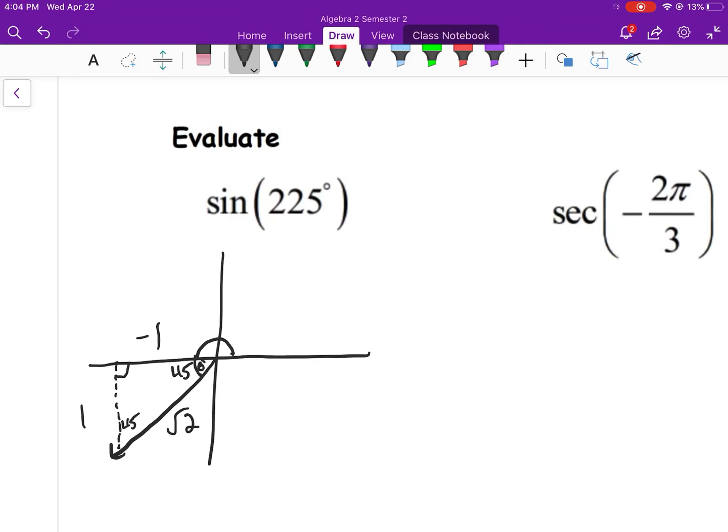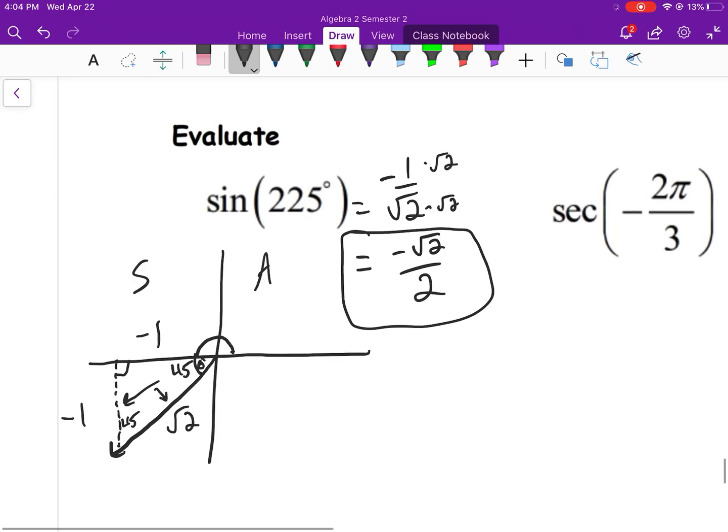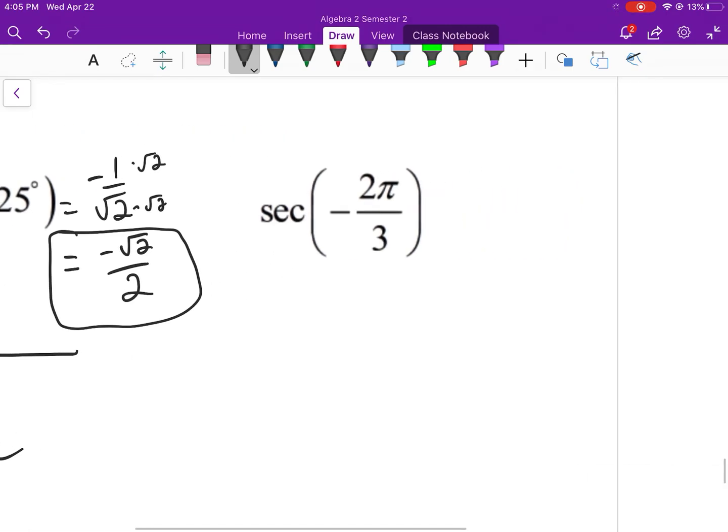Since we went left, it's negative. We went down, it's negative also. And if we're evaluating sine, that's opposite over hypotenuse. So opposite over hypotenuse, we get negative 1 over the square root of 2, which we rationalize, and we get negative square root of 2 over 2. Because again, just multiply top and bottom by square root of 2. And there we have our answer for sine of 225. Now just doing a quick double check, All Students Take Calculus. Tangent should be positive in quadrant 3. We didn't evaluate tangent, so our answer should be negative.